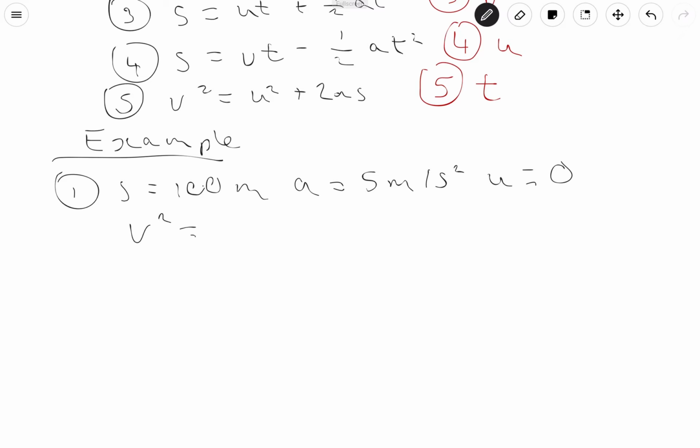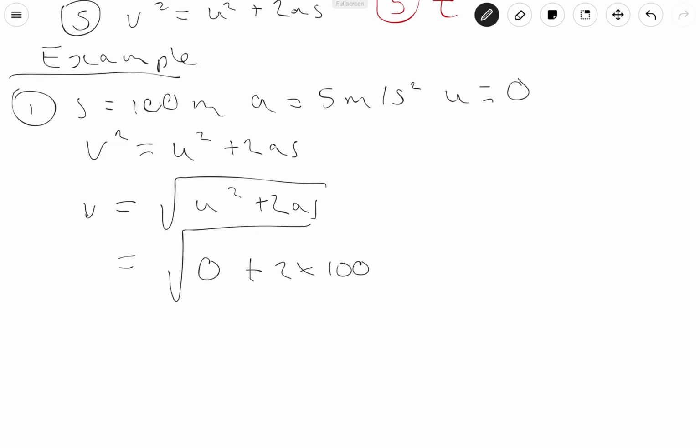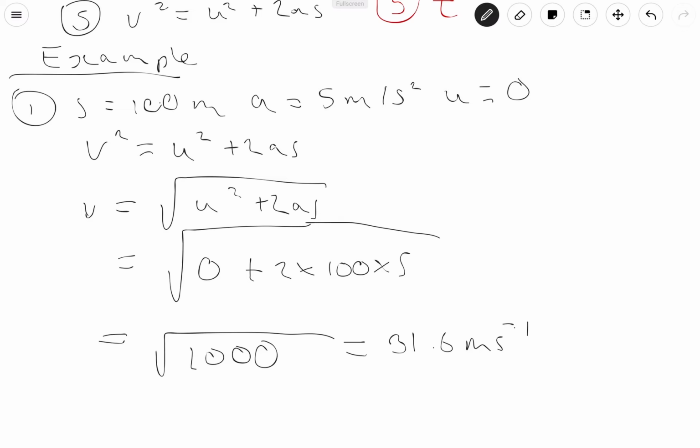So let's just find the final velocity. V squared equals U squared plus 2AS. You do some rearranging. V equals the square root of U squared plus 2AS. You can plug in the numbers. Equals the square root of 0 plus 2 times 100 times 5, which equals the square root of 1000, and you can easily just get your calculator out, and that gives you a speed of 31.6 meters per second. So that's your final velocity using those Suvat equations.